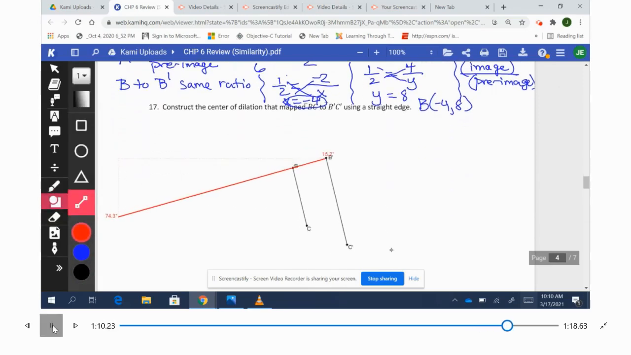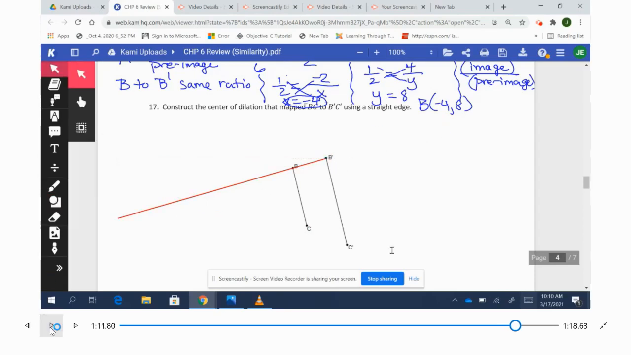Okay, so last one here. When we construct the center of dilation, all we do is take a straight edge, just for the path. Now, it could go either way, so I just know that they're going to intersect over here, I can tell. But if they were going to intersect this way, it would go out that way. So the straight path can continue in either direction.